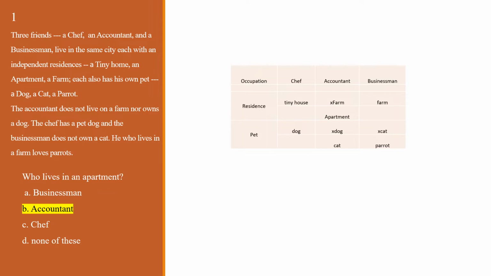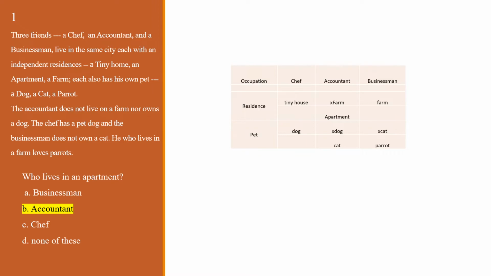So how we do that is we use some conventions. For this case, I illustrate that with an X. So the accountant cannot be on the farm, neither can he be an owner of a dog. And then we're told that the chef has a pet dog. Okay, so the chef goes with a dog, and the businessman does not own a cat.